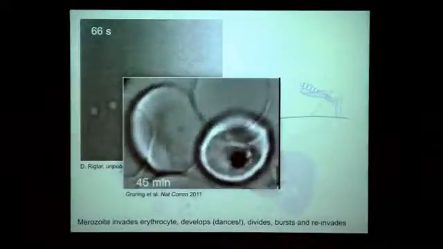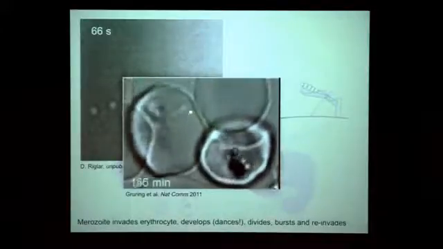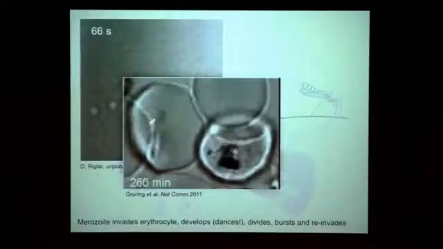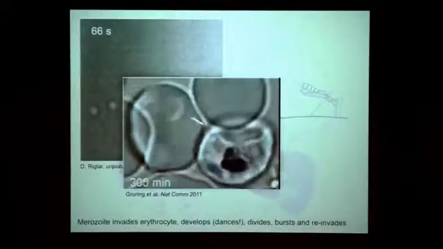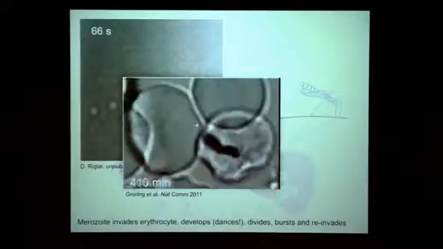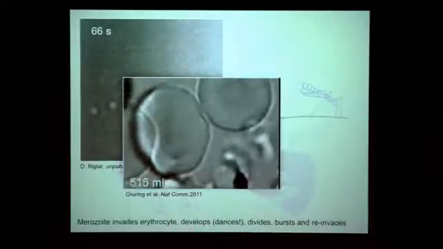The parasite then starts to develop. This is a recent movie from a paper from Tim Gilberger and Tobias Spillman's group, and you can really see the parasite dancing around. We have no idea what this means, but it's kind of funky. So the parasite sort of disco dancing inside the cell. I'll put it up there because if you've got a good idea what it is, then I think that'll be something really cool to work on.